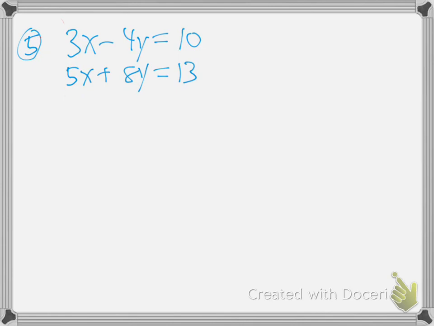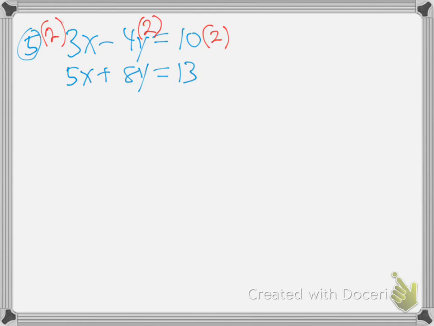Let's look at the y's. What could I multiply that negative 4y by to make it the opposite of the plus 8y? 2. So I would just go ahead and do that. That way you don't have to multiply both equations. We might have to at the end, problems 10 and 11 or whatever. So I'm going to multiply through by 2, 2, 2 on the top equation.